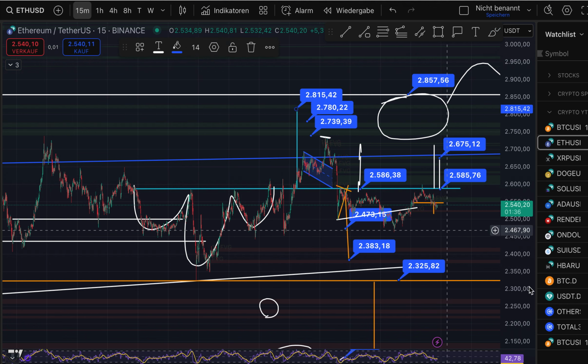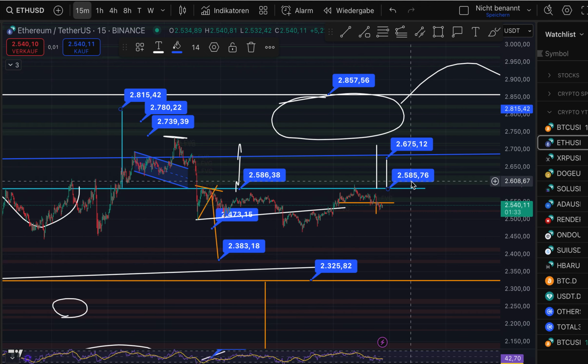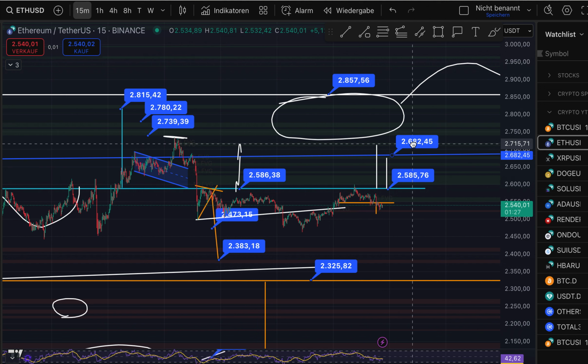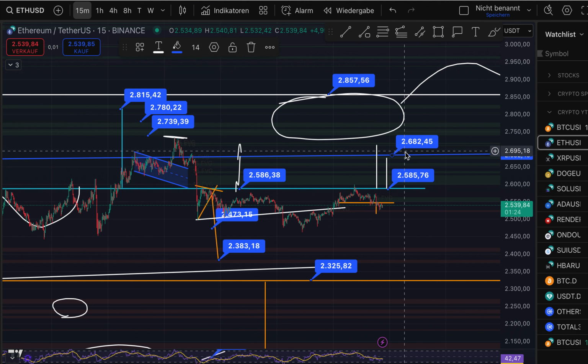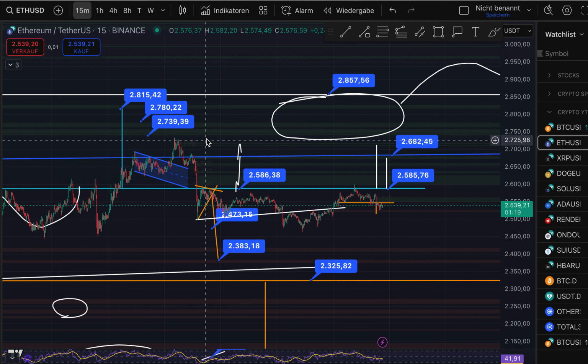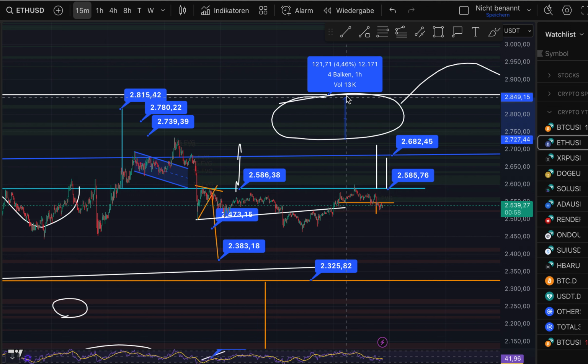So I think that if we break the 2,585 US dollar to the upside and afterwards the 2,675 US dollar to the upside, or let's make it 2,680 US dollar, then I think we can get our nice last push to the upside, closing the fair value gaps which we have here between 2,740 US dollar to 2,780 US dollar, and even reach for the strong resistance up to 2,850 US dollar. But the whole big circle, yeah, I know it's a big one. It is still a difference of almost 5%.